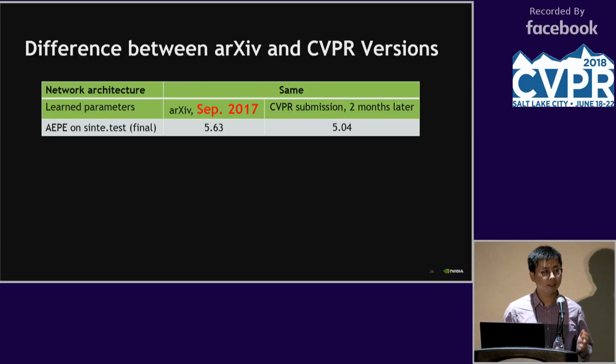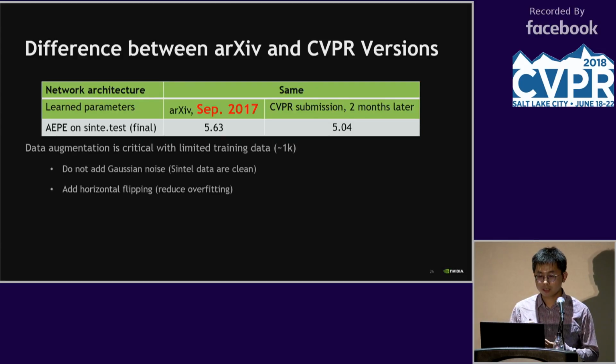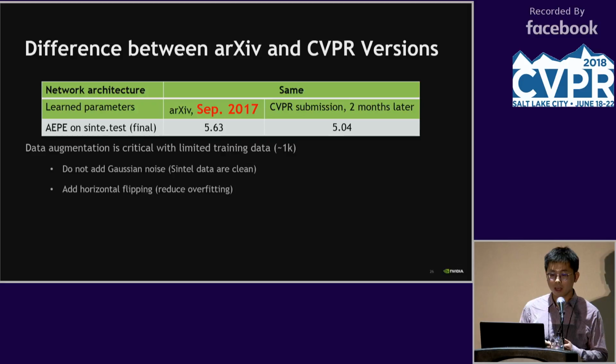So something we found critical is, for this with very limited training data, augmentation plays a very important key. For example, when we fine-tune on Sintel, we do not add Gaussian noise because the Sintel data are already very clean. And also, adding horizontal flipping can effectively reduce the overfitting issue.